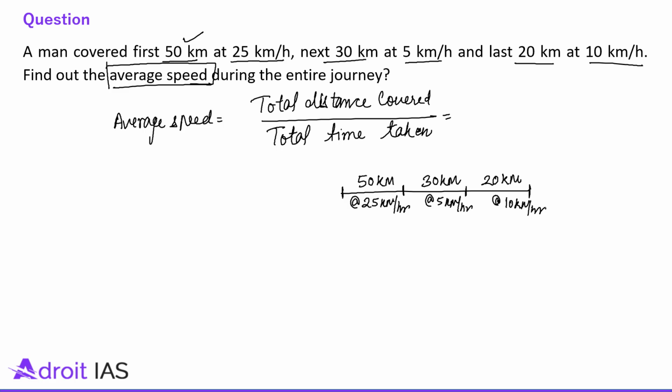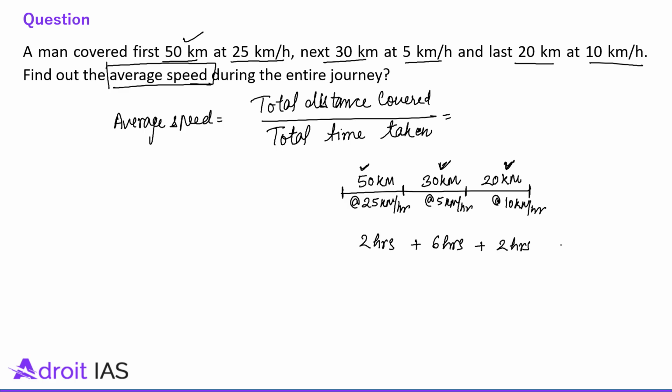So here in the first part, what is the time taken? Distance upon speed is the time. So in the first part, the time taken will be 2 hours. In the second part, the time taken would be 30 by 5, which is 6 hours. In the third part, the time taken would be 20 by 10, which is 2 hours, right?